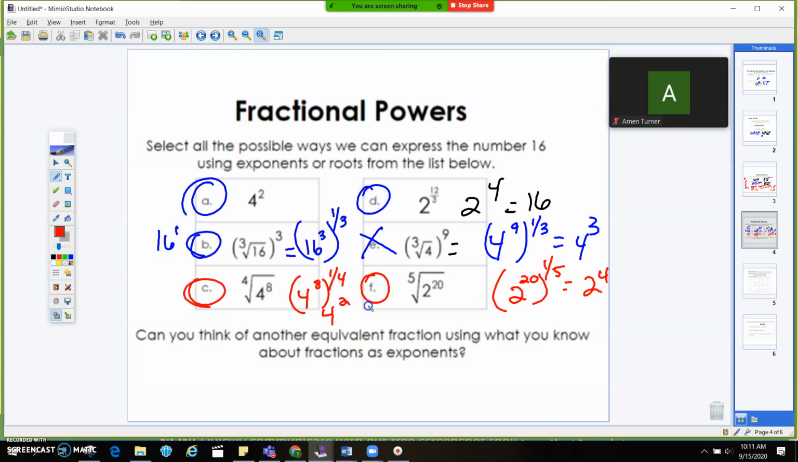Okay. So hopefully that went pretty smoothly. If not, can you think of another equivalent fraction using what you know about fractions as exponents? So I want you to think of an example that equals 16 that's kind of written out like one of these. Okay? Don't do one that's already here. But I want you to come up with your own example of something that is equal to 16. Take a moment, think about it.